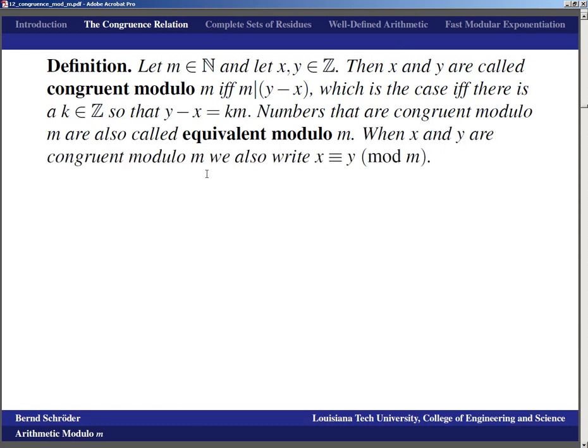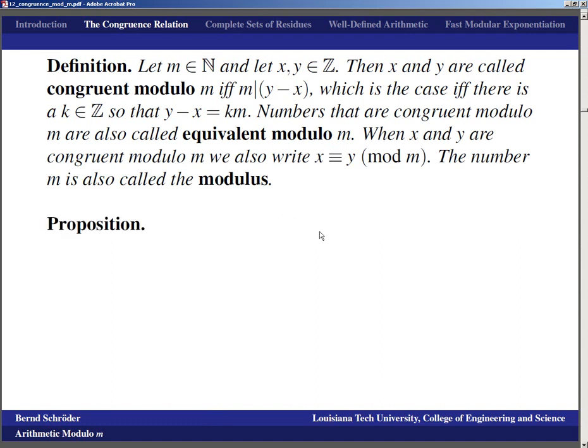And when x and y are congruent modulo m, we will also write that x is equivalent to y modulo m. So this equivalence sign here is basically an equal sign with 3 dashes. And the number m, as I mentioned, is also called the modulus. We're just putting a complete definition down here.